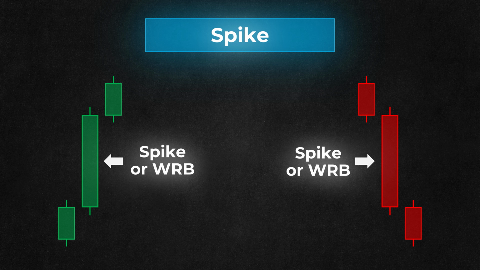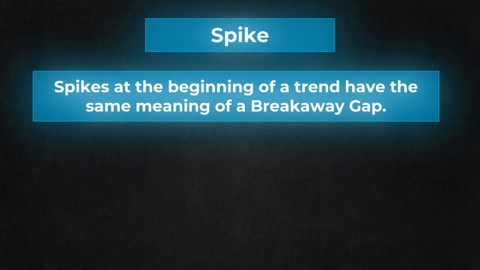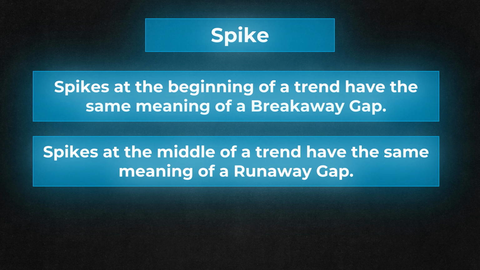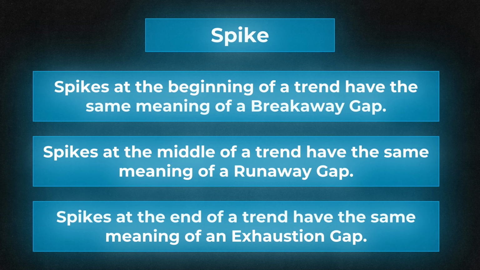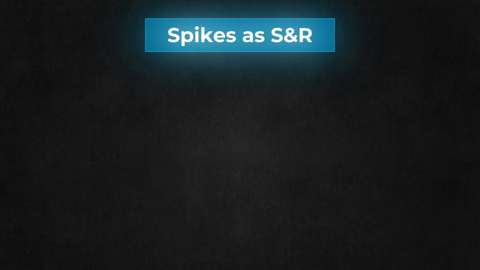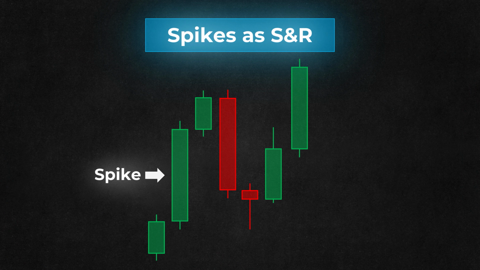Notice that spikes at the beginning of a trend have the same meaning of a breakaway gap, spikes at the middle of a trend have the same meaning of runaway gaps, and spikes at the end of a trend have the same meaning of exhaustion gaps. Spikes can also serve as future points of support and resistance. The opening price of the spike is sometimes interpreted as a moment where volatility shifted dramatically in the market, so it's natural that traders will react to these levels in the future.